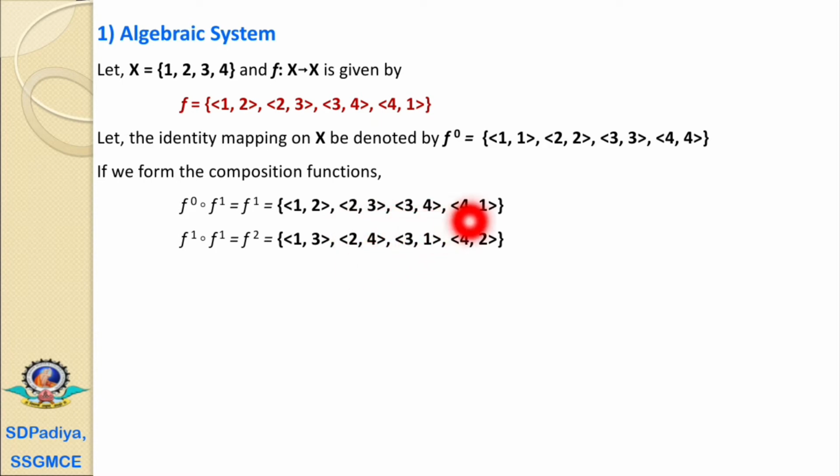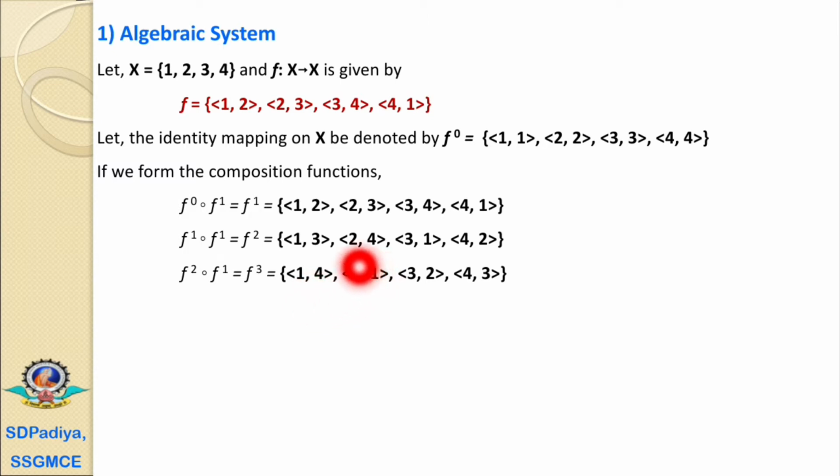(3, 4) and (4, 1) are xy and yz. That's why we have written (3, 1). And for the last, (4, 1) and (1, 2) are xy and yz. That's why we have written xz, that is (4, 2). If we again perform f raised to power 2 composition f raised to power 1, that is equal to f raised to power 3. Then f raised to power 2 composition f raised to power 1: (1, 3) and (3, 4). That's why we have written xz, that is (1, 4).